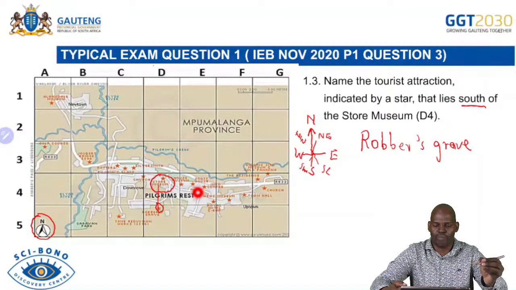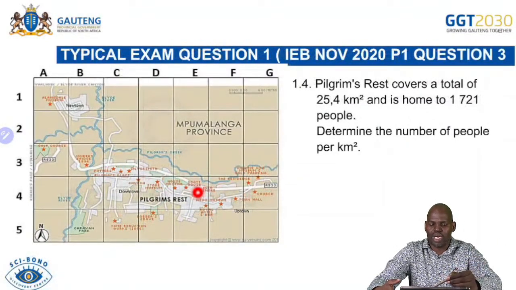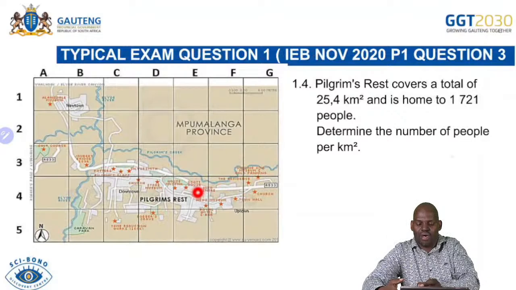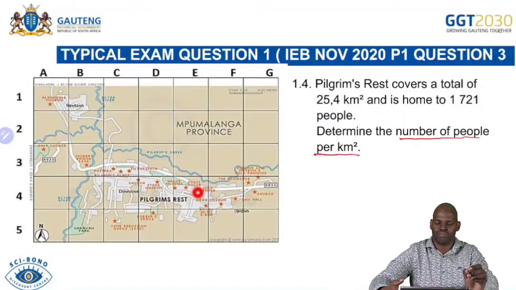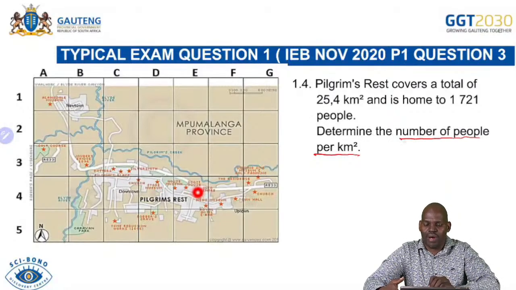Then 1.4. Pilgrim's Rest covers a total of 25.4 square kilometers and is home to 1,721 people. Determine the number of people per square meter. Now remember, if you have to determine the number of people per square meter, think about this.